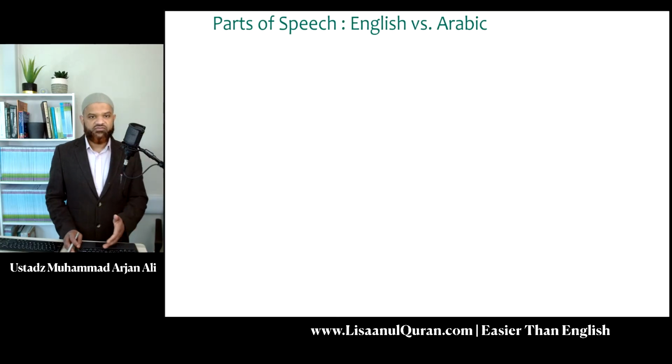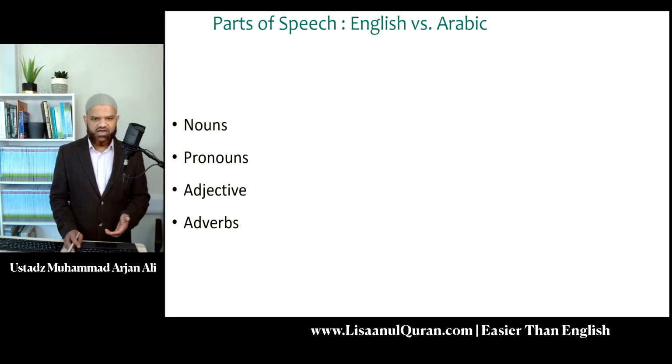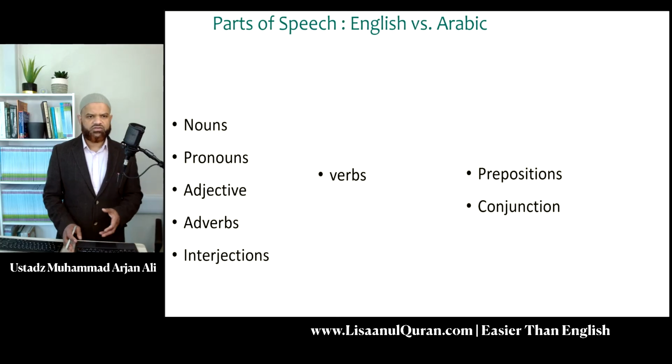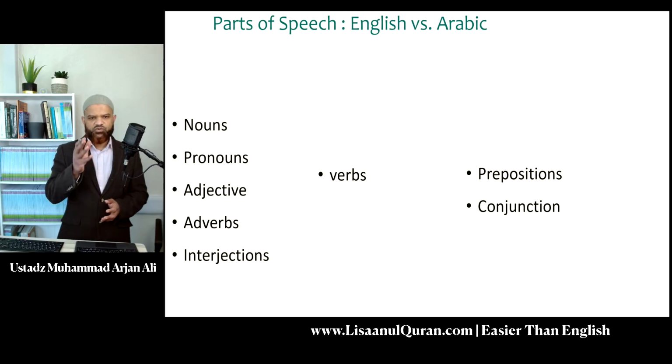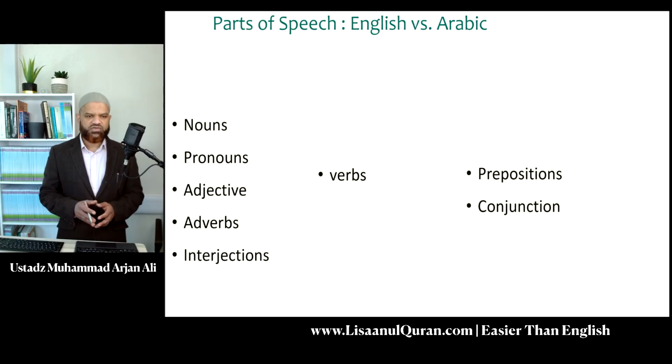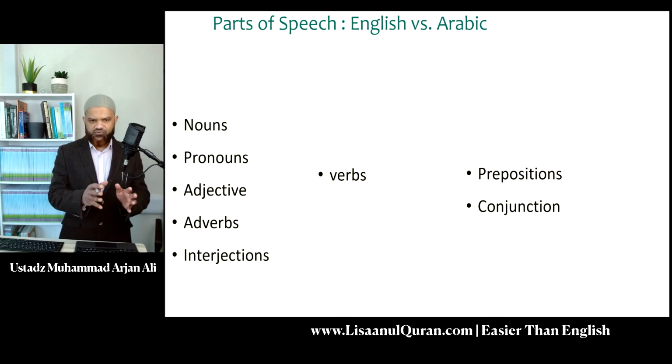In English, we have the following parts of speech: nouns, pronouns, adjectives, adverbs, interjections, verbs, prepositions, and conjunctions. This is generally agreed to be the parts of speech. That means every single word in the English language, if you were to gather them together in a computer database, you'd be able to put them into these columns. Every single word in the English language will fall into one of these parts of speech. So in English, we have 8 parts of speech.